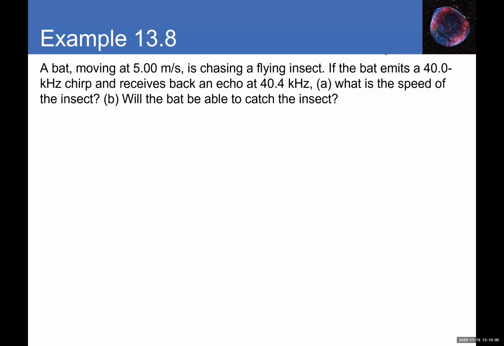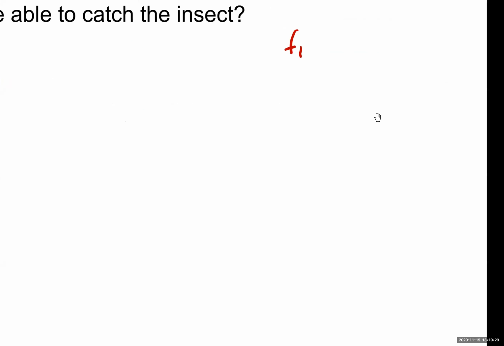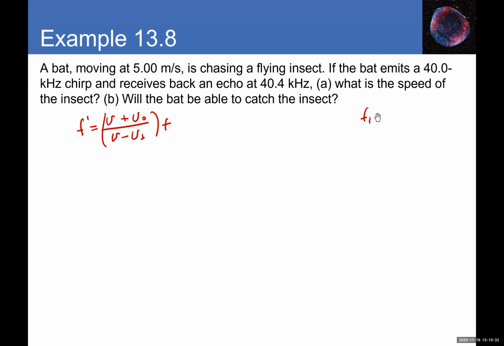So, all right, here we have a couple of things. Let's say, again, going back to that equation, f prime equals (v plus v observer) over (v minus v source) times f. In this case, we have two things, right? We have f1, which is the original frequency, so f1 is 40 hertz. And then you have f2, which is 40.4 hertz, which is basically the perceived frequency, the frequency by the meter.